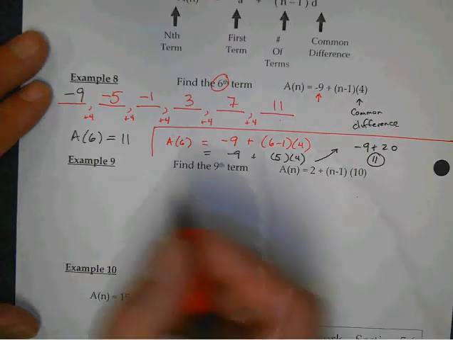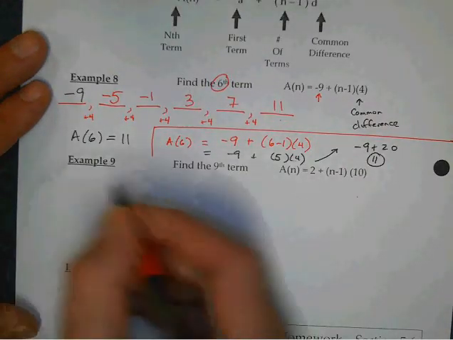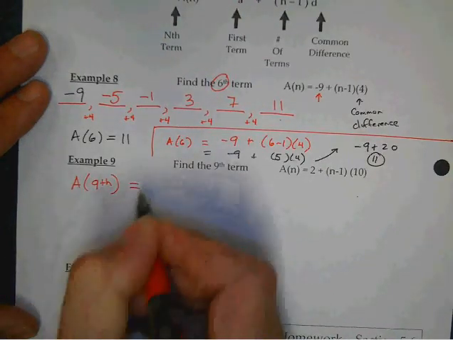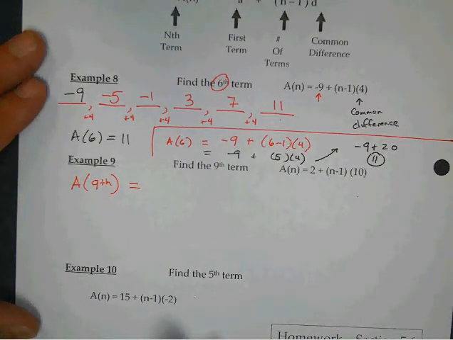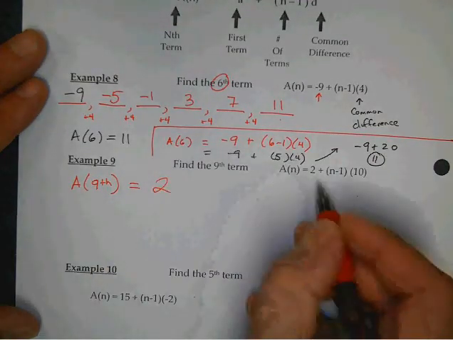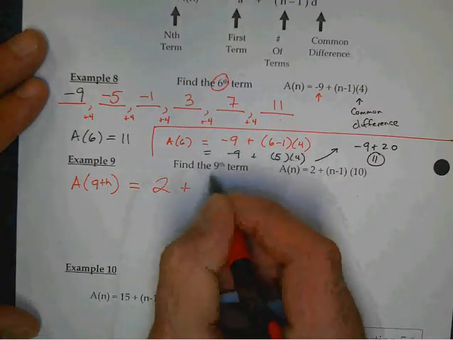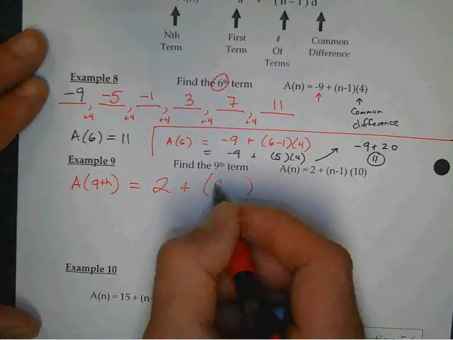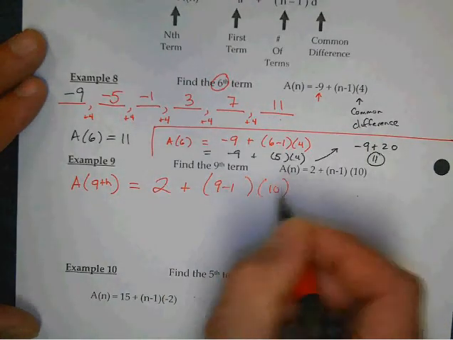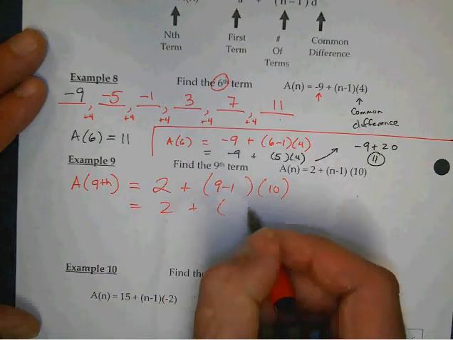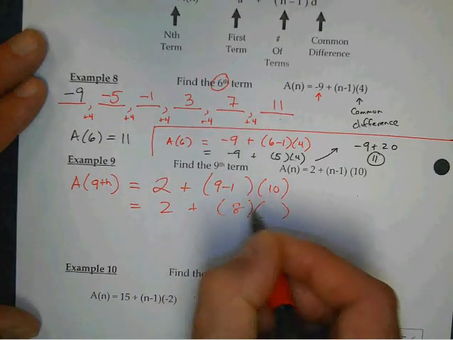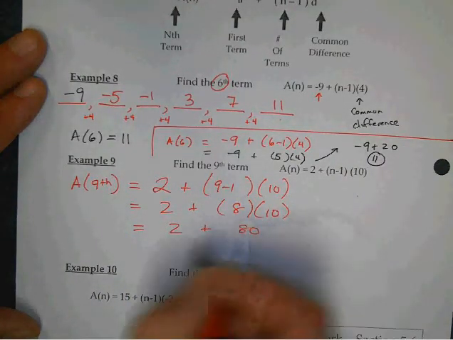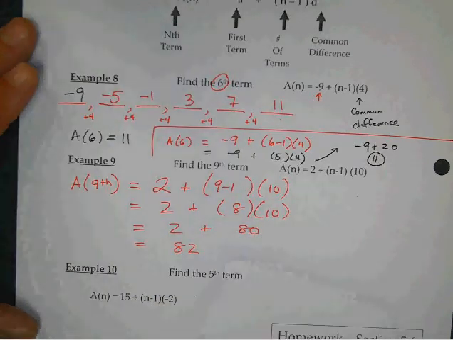Well, that's a good point, but you know what I want to do? I want to jump right to the formula. So I want to find the 9th term using the formula. You are correct. The first term is 2. Now in place of that n, what am I going to stick in? A 9. So 9 minus 1 times 10. We can do this in our heads almost. What's 9 minus 1? 8. And what's 8 times 10? 80. So the 9th term is 82.